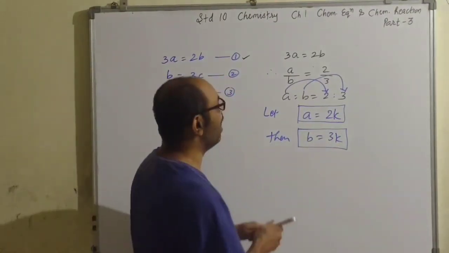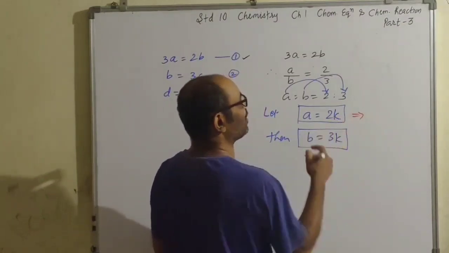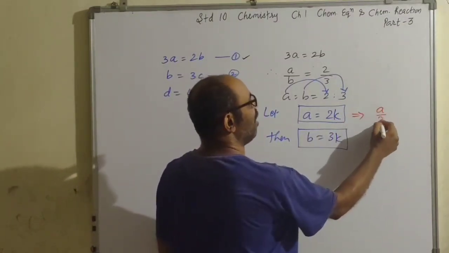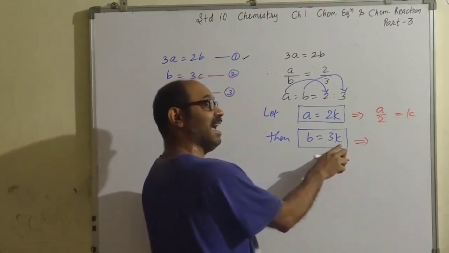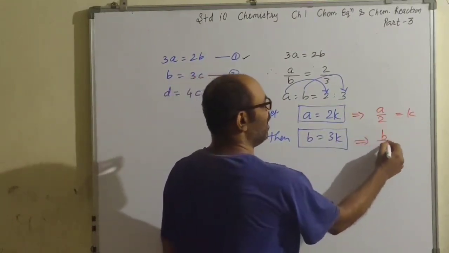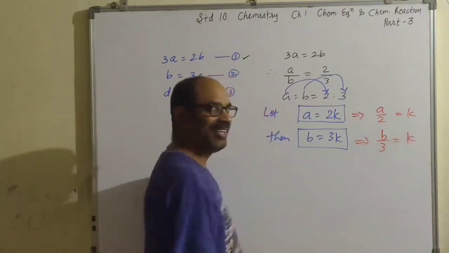Alright? And here I am going to make K the subject of the formula. So A upon 2 is equal to K. Here also I am going to make K the subject of the formula. So B upon 3 is equal to K.